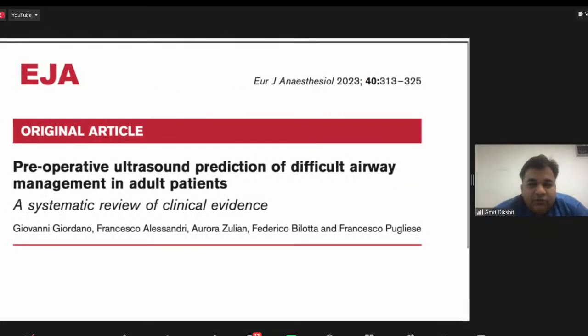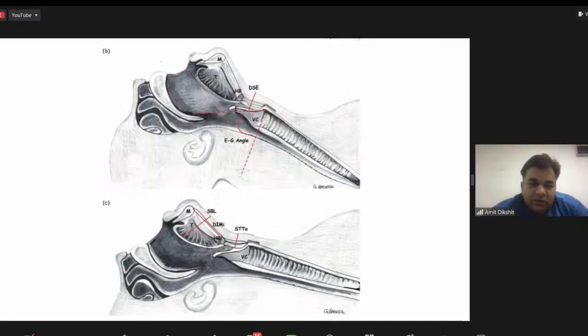Now, this was the article which was published just a week or two weeks back. This is a systematic review of preoperative ultrasound for predicting difficult airway. It has predominantly looked at all the previous studies, in neutral position and in extended neck position. So skin to mid epiglottis distance was one, and then skin to anterior commissure, the tongue thickness, and the hyomental distance ratio in flexion and extension, and it has even talked about the EG angle.